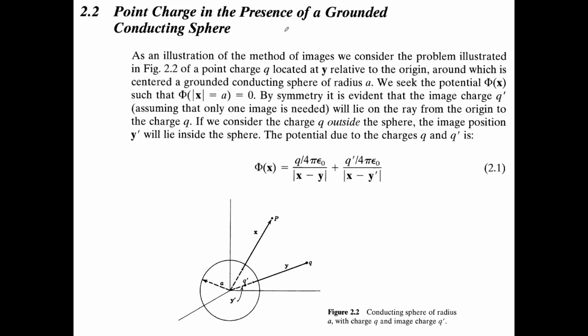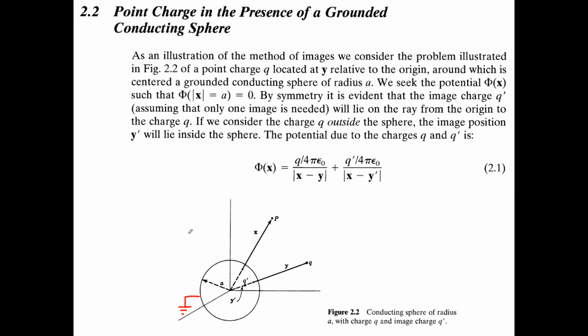Now let's see the second case. A point charge in the presence of a grounded conducting sphere. Now this is a conducting sphere. Let's say it's grounded, which means the surface of the conductor is 0 for electric potential.